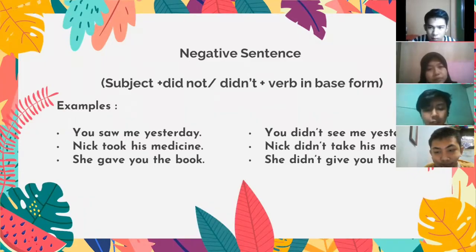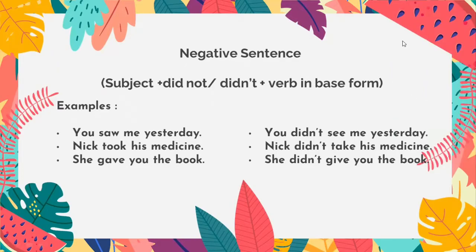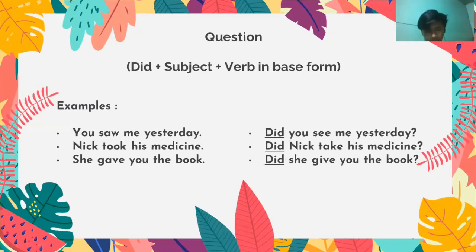For negative sentence, the structure is subject plus did not or didn't plus verb in base form. For example, you saw me yesterday. You didn't see me yesterday. Nick took his medicine. Nick didn't take his medicine. She gave you the book. She didn't give you the book. We only insert the word didn't between the subject and the verb. Next.